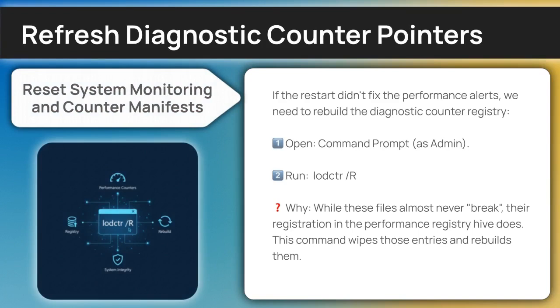If the restart didn't fix the performance alerts, we need to rebuild the Diagnostic counter registry. First, open Command Prompt as admin. Second, you're going to type lodctr /R, then hit Enter. Why are we doing this? Well, while these files almost never break, their registration in the performance registry hive does. This command wipes those entries and rebuilds them.